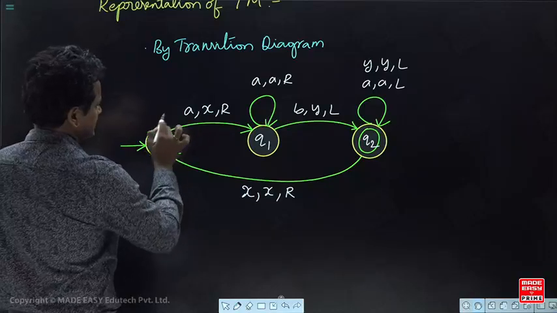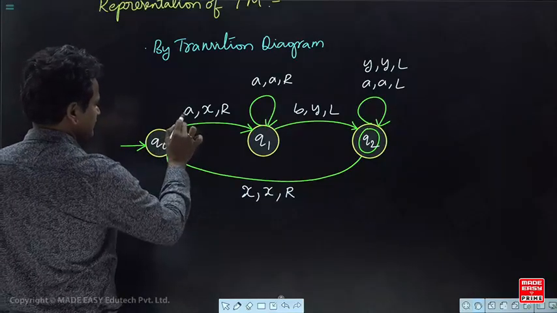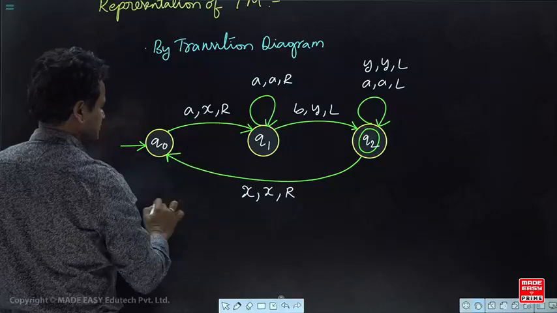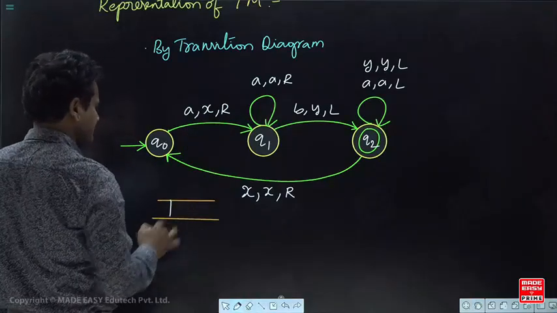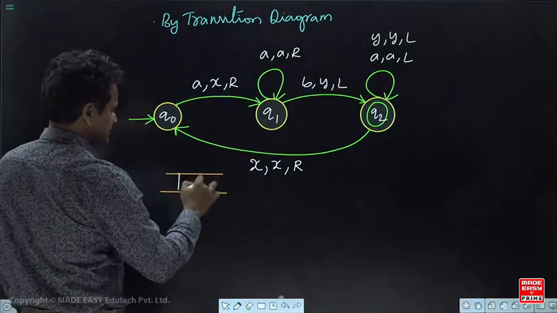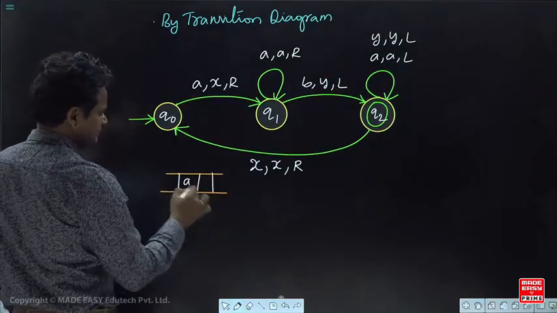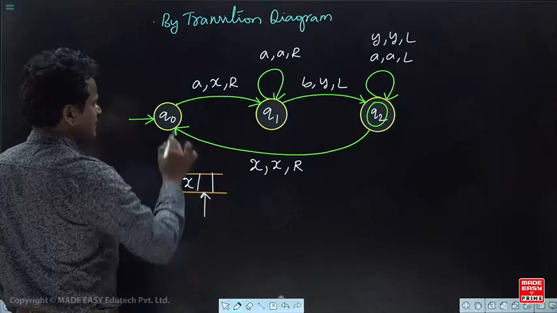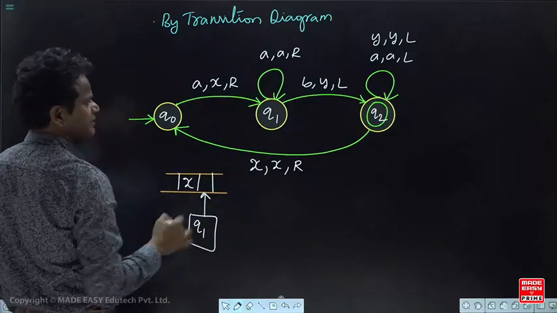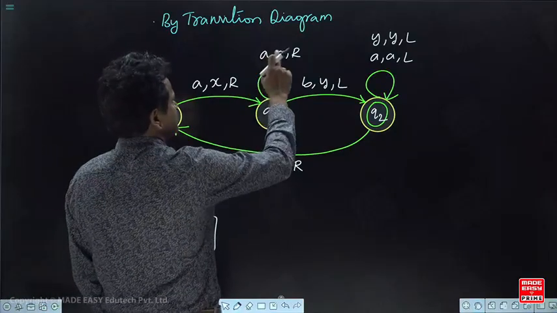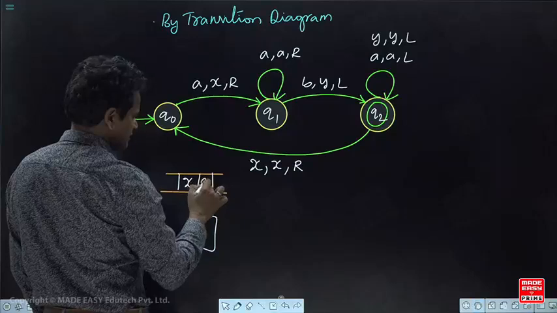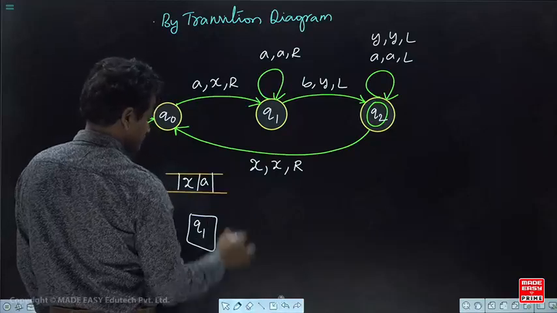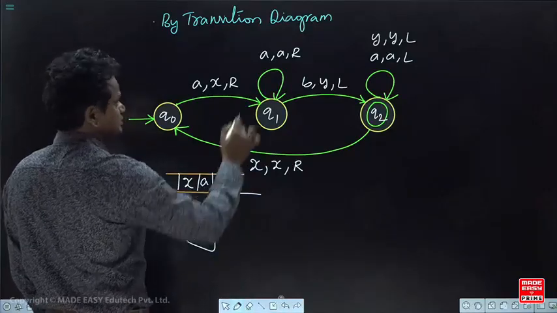In Q0, if A comes, I repeat, in Q0, if the machine scans A, the A will be replaced by X. Suppose in the tape there is A, after scanning this A it will be replaced by X. The head moves right side and the state goes from Q0 to Q1. That is the meaning. Whereas in Q1, if A comes, A will be A only, the head moves right side, and the state is also the same.